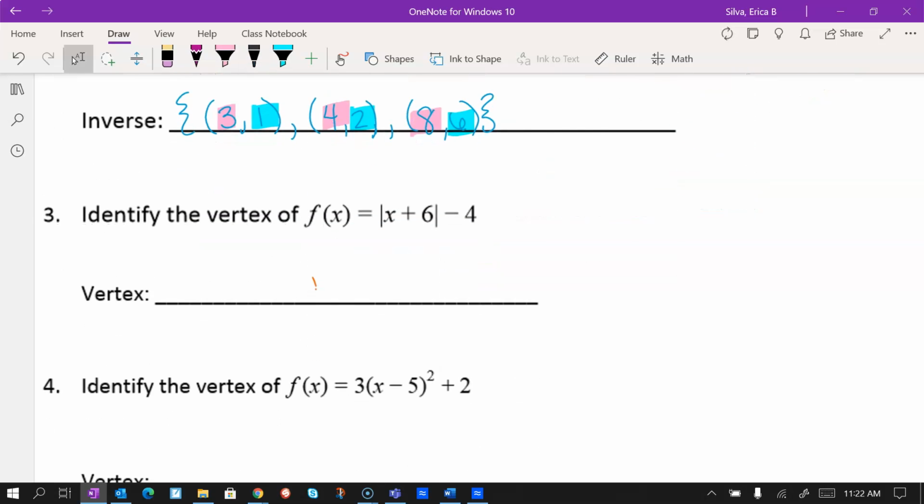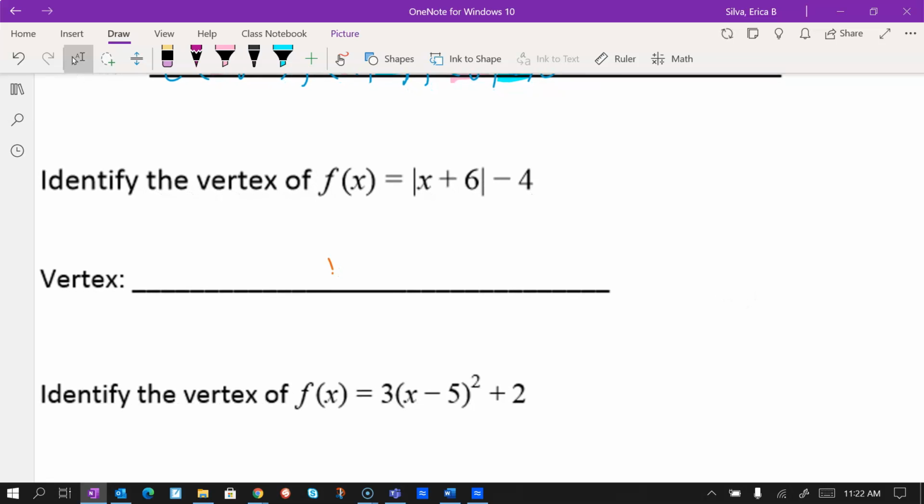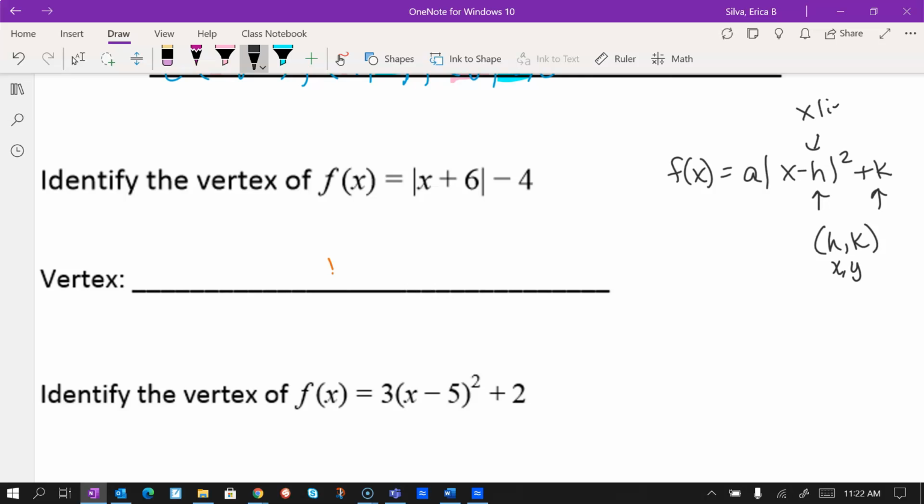Okay, we need to identify the vertex of this function. Now for anything in vertex form, we've got a(x minus h) squared plus k, where your h and your k are your vertex. It's the x and the y. And remember, your x always lies, so it's always opposite of whatever it is in your equation. So in this case, we've got +6, x lies, so your h is actually -6. For this one, we have -4 is your k.